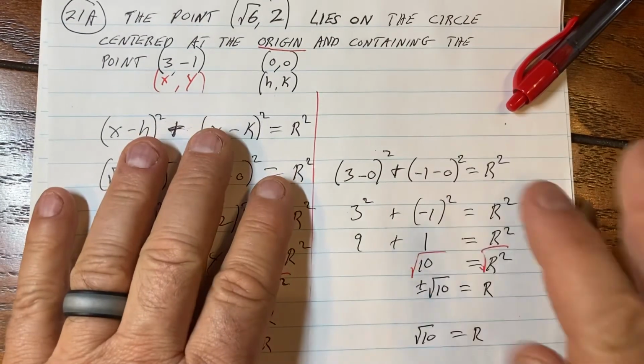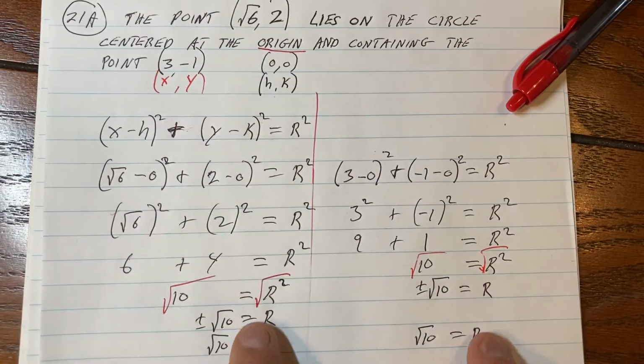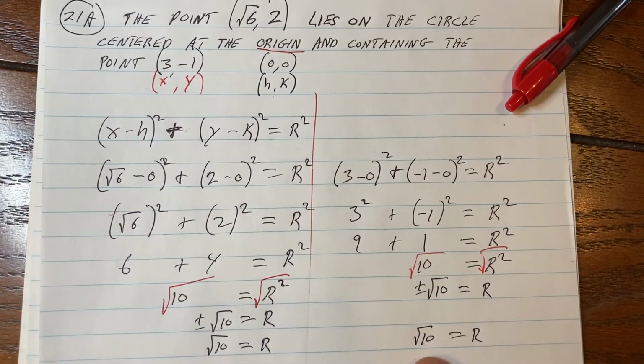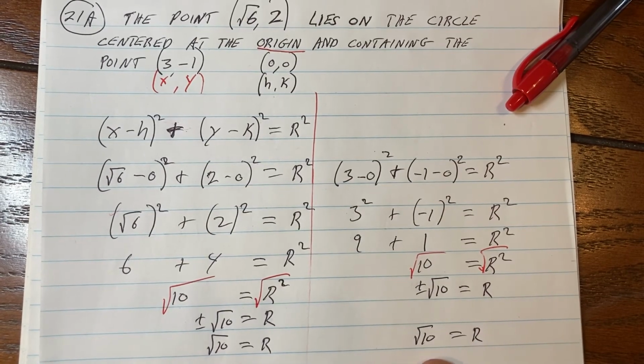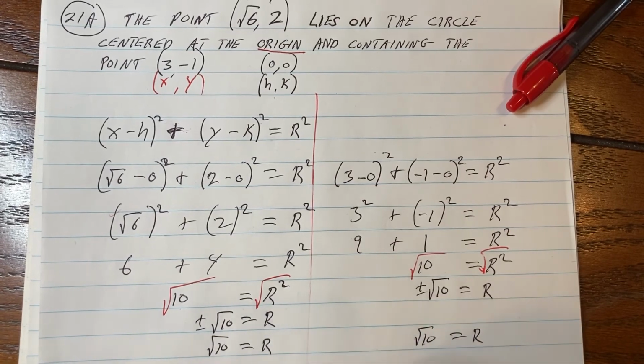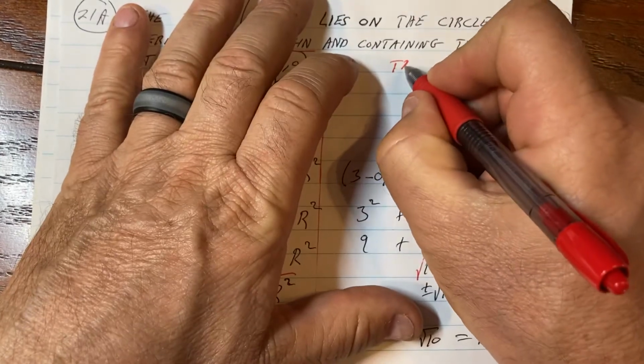Now, in both cases, if the radius is the same, that's a true statement. If these radii are different, then that's a false statement. Are these radii the same, or are these radii different? They're the same, which means, since the radius is the same, that's a true statement. True.